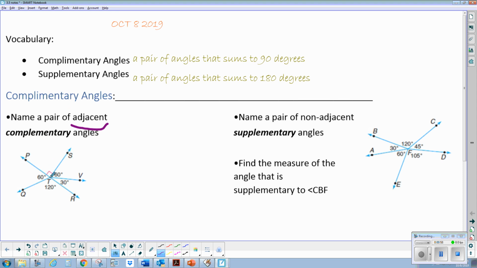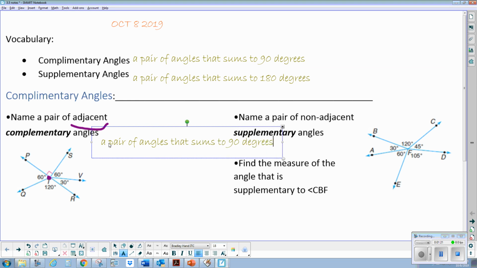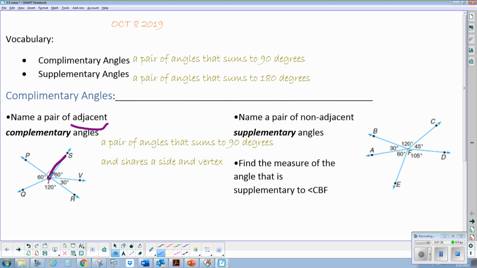So in this first example, here's the vertex T. All of the angles are going to share this vertex T, they all are formed at that vertex. It says to name a pair of adjacent complementary angles. So we're looking for a pair of angles that sums to 90 degrees and shares a side and vertex. If we look at angle STV and VTR, they share a vertex, they share a side, and 60 plus 30 is 90 degrees. So there is our pair of complementary adjacent angles.